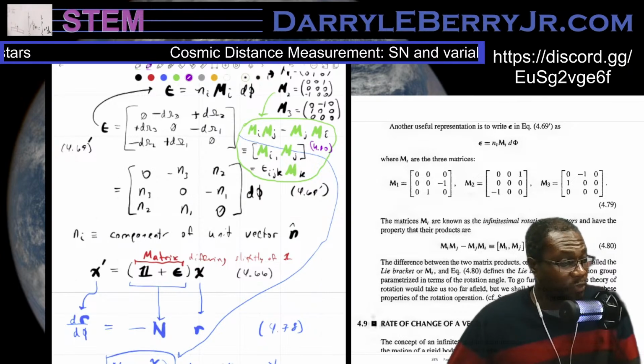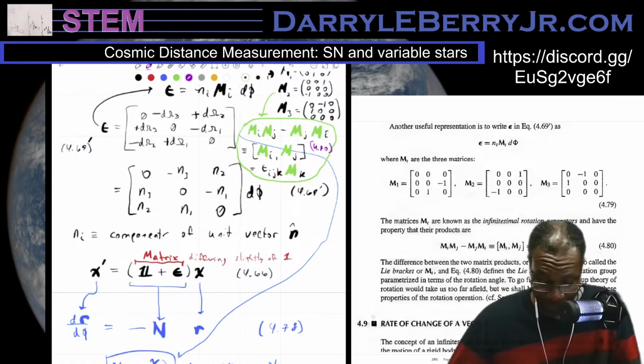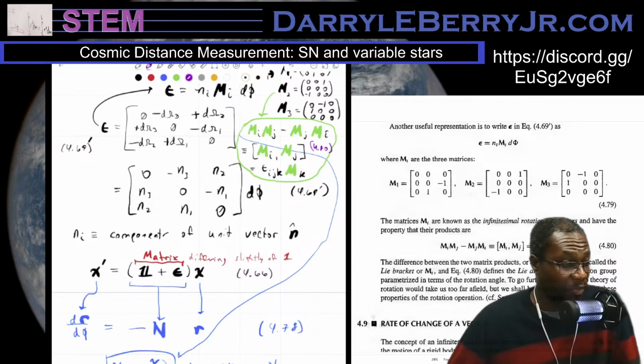The difference between the two matrix products, or commutator, is also called the Lie bracket of the M_i. Equation 4.80 defines the Lie algebra of the rotation group parameterized in terms of the rotation angle. To go further into the group theory of rotation would take us too far afield, but we shall have occasion to refer to these properties of the rotation operation.